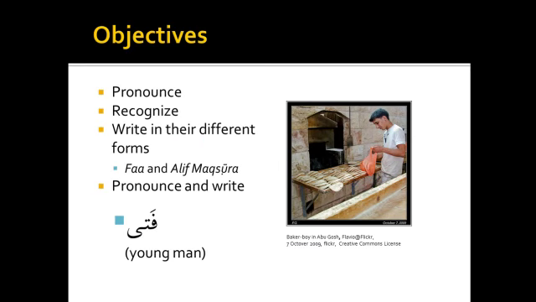So we have four main objectives in this lesson. The first is to pronounce the Faa and the Alif Maqsura correctly. The second is to recognize the Faa and the Alif Maqsura when we see them in a word. The third is to write the Faa in its different forms. And the fourth is to pronounce and write the Faa and the Alif Maqsura in a word. And the word we have for this lesson is Fata, which means young man in Arabic. Now let's look at the pronunciation of these two letters.